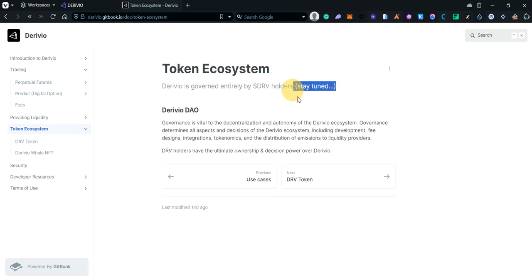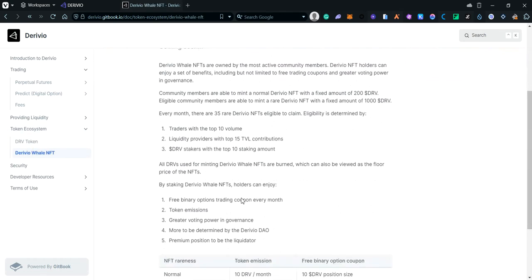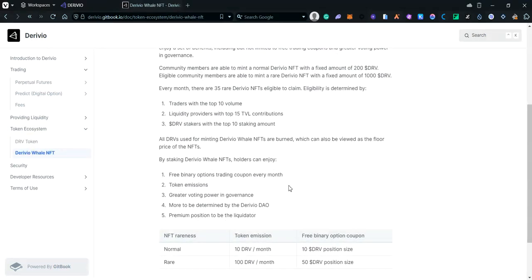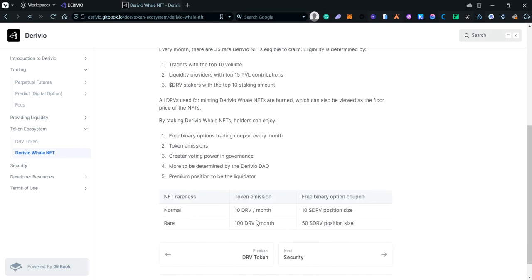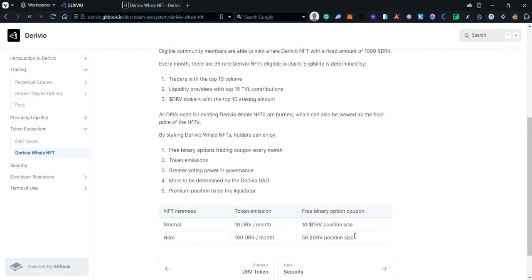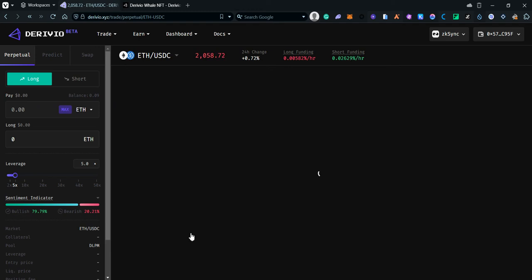can see that here it says stay tuned. Here also it says stay tuned. So that means we will have an airdrop, or at least a token for the project. Also, there will be an NFT, which will be providing, I guess, some tokens. To be honest, I'm not really into NFTs, so I don't really care, but you can check the information right here. But on my end, if you want to use it, obviously just test the platform.